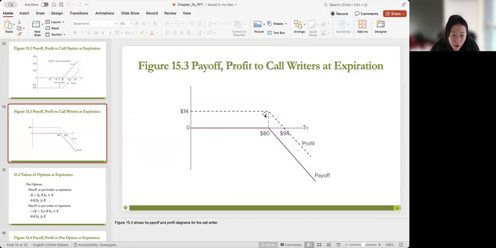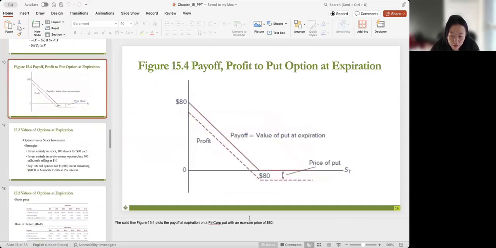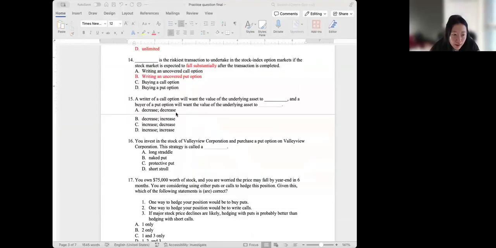the writer of the call, the payoff looks like this. So they will want the price to decrease. If the price increases, they will need to pay. So writers want the price to decrease. And then the buyer of the put, go down here, will want the price to decrease as well, so that they can fall into the left-hand side of this category and profit. So both the writer of the call and the buyer of the put want the stock to decrease.